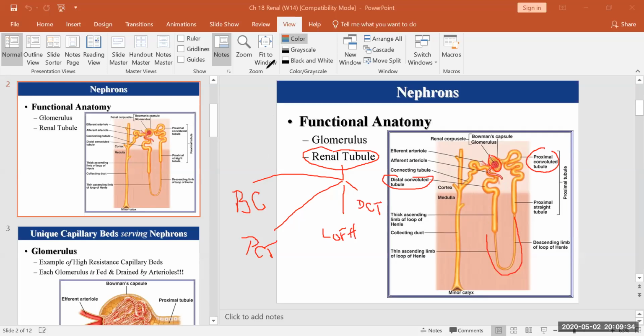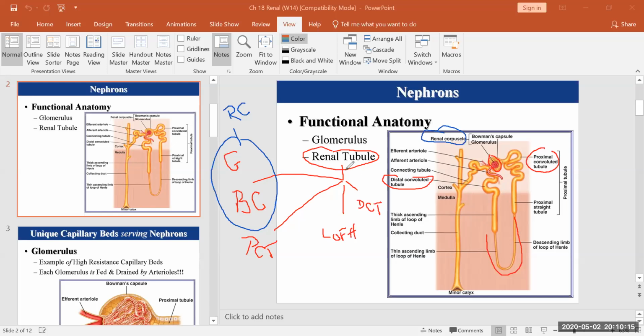If you want to include the glomerulus, so when you talk about the glomerulus with the Bowman's capsule together, they are called the renal corpuscle. So the renal corpuscle is a composite structure, meaning it consists of multiple parts. It includes the glomerulus, which is the capillary bed, and the Bowman's capsule, which belongs to the nephron.